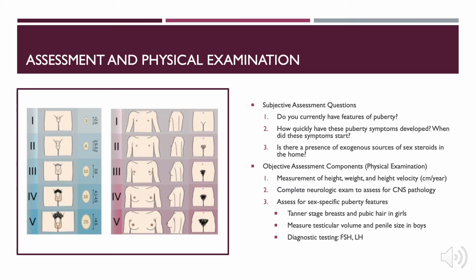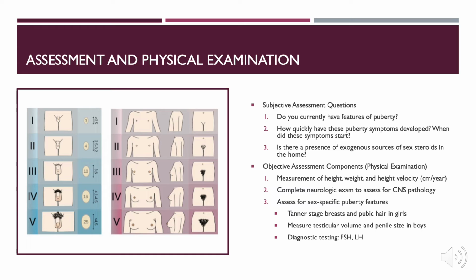On your physical examination, you want to look at height, weight, and height velocity. This is important because in that first type of precocious puberty, the GDPP, the biggest risk is related to premature closure of the epiphyseal plate, so that keeps that child from growing as tall as they normally would have. Then we talked about that the central nervous system pathology can be a cause for precocious puberty, so you want to complete a thorough neurological exam.